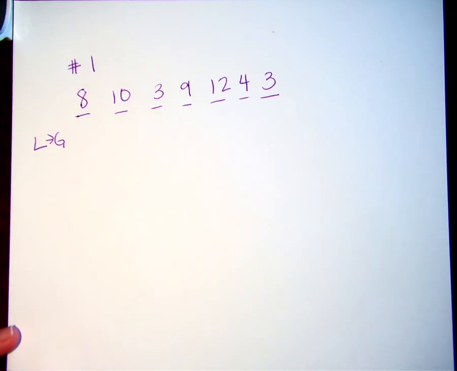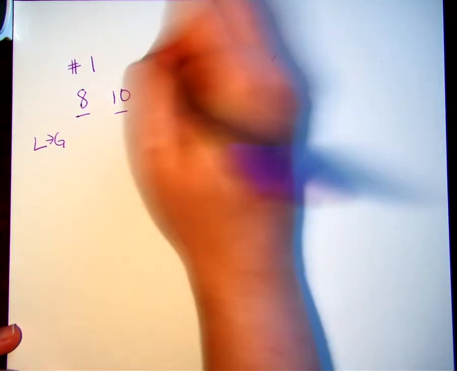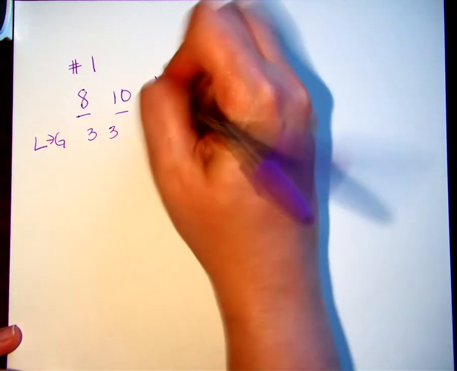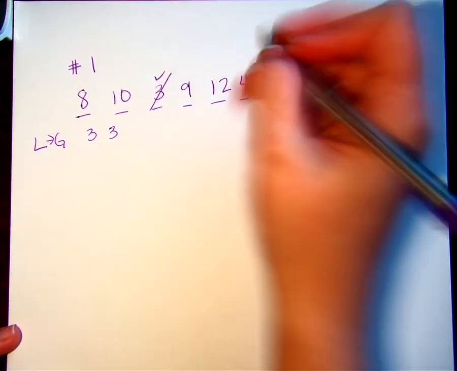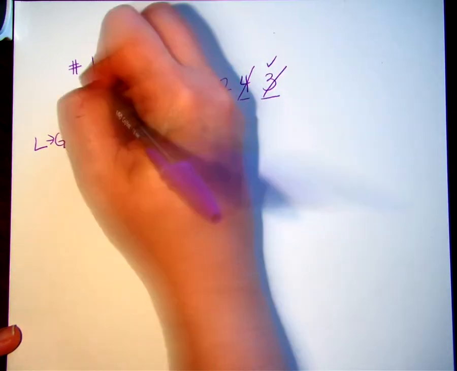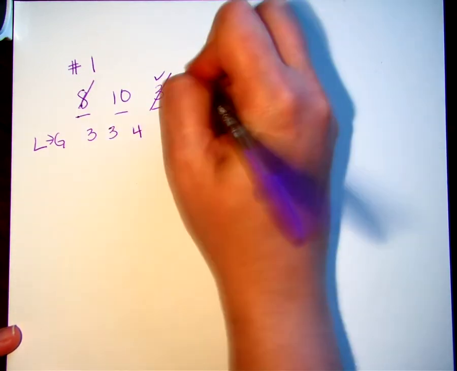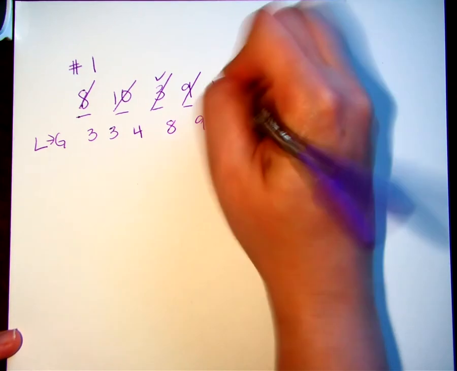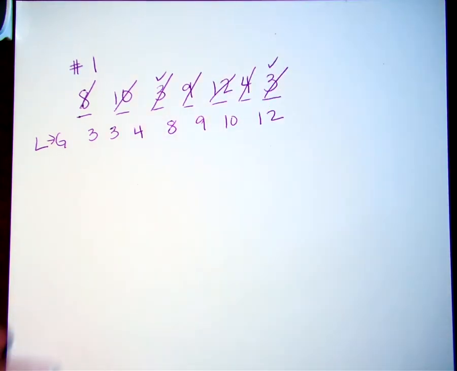So the smallest number would be 3 and 3. I'm going to list 3 twice, and cross those off because I've listed them. And then there's 4, 8, 9, 10, and 12. Going from least to greatest is really important.